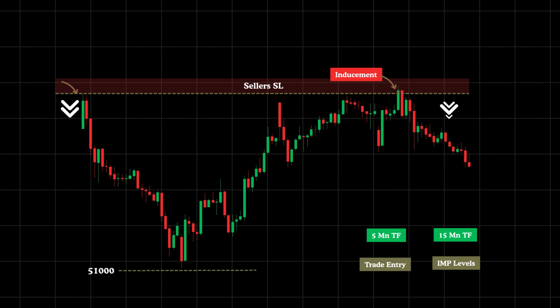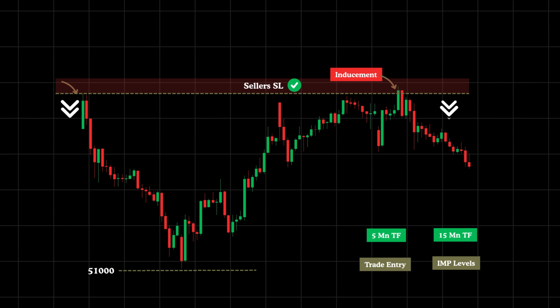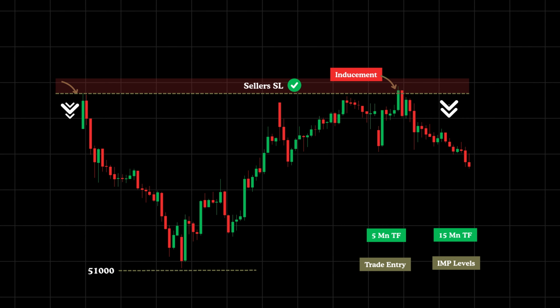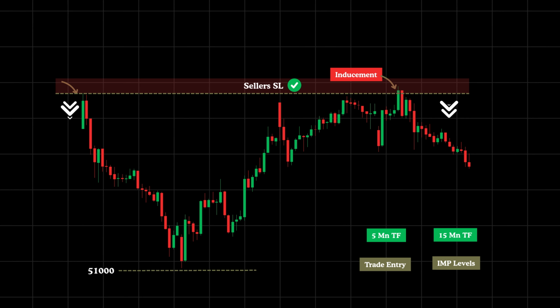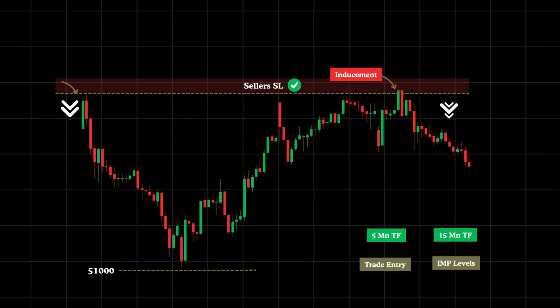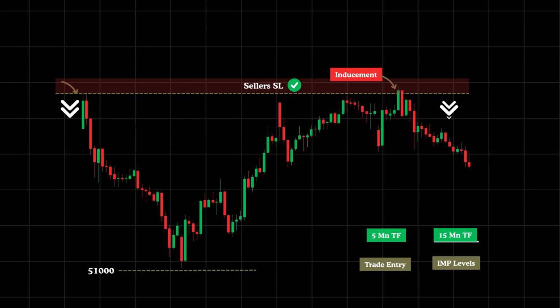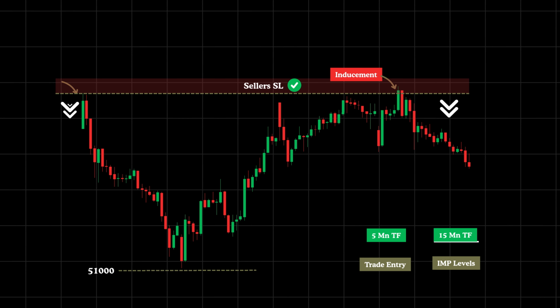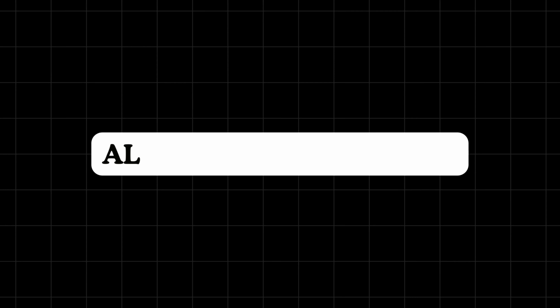If you already identify the resistance created by sellers' stop losses in this area, instead of going long, you could position yourself for a short trade. That's why, at the start of the trading day, you should mark important levels on larger time frames. Only then can you safeguard yourself against inducement candle traps. Let's now review all these techniques in a shortcut way.